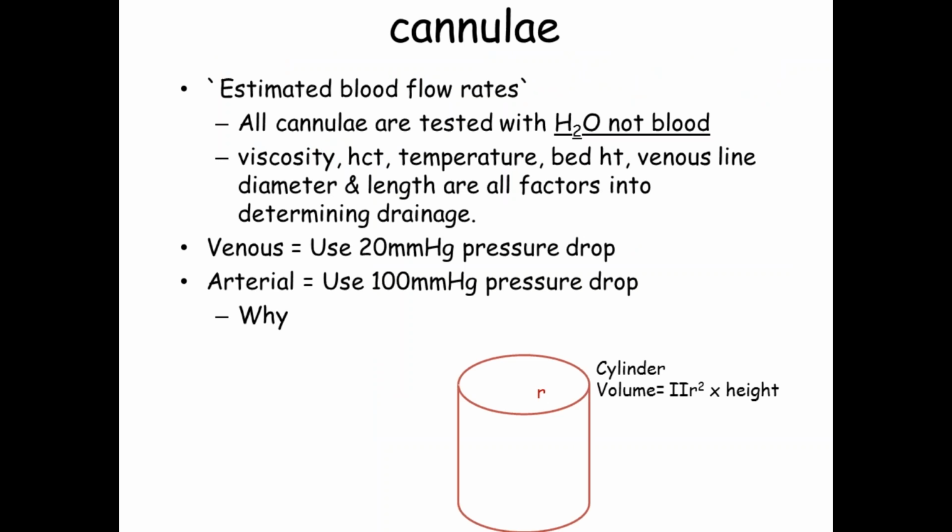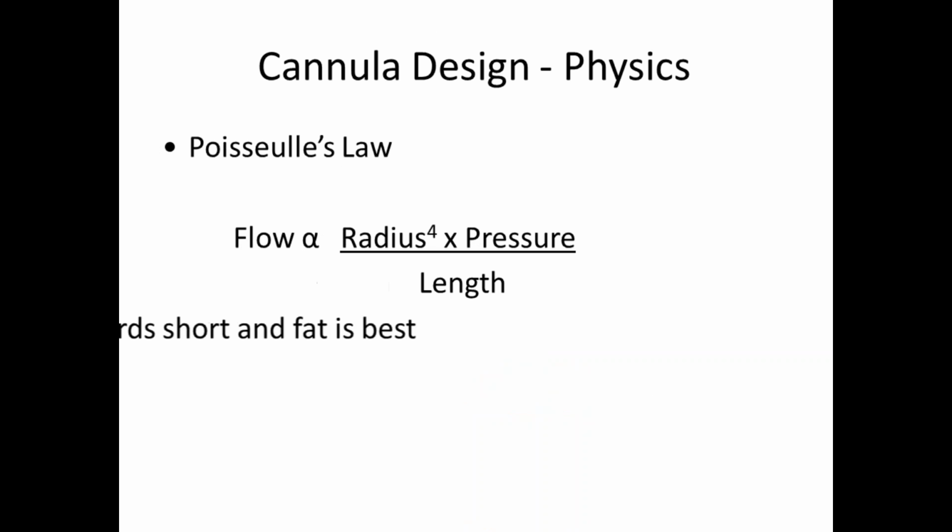The most important is the diameter of the cannula. All cannulas have been tested with water and not with blood, so the viscosity and everything will keep on changing that. Usually we select a venous cannula with a pressure drop of 20 mm and an arterial cannula with a pressure drop of 100 mm. I'll just skip these slides.